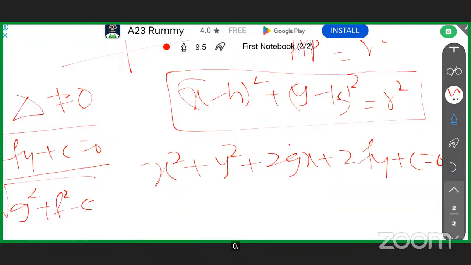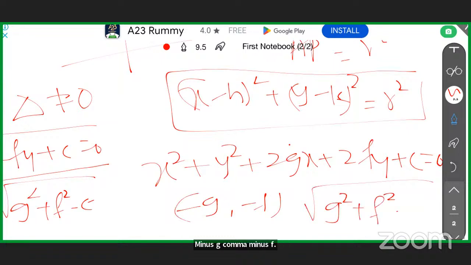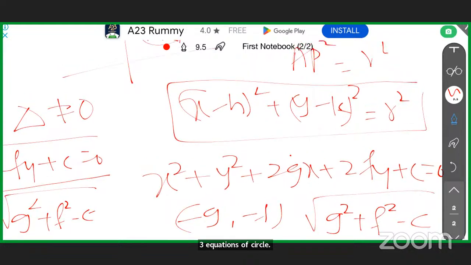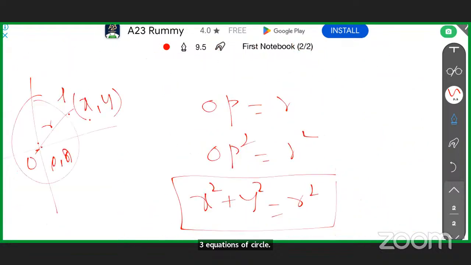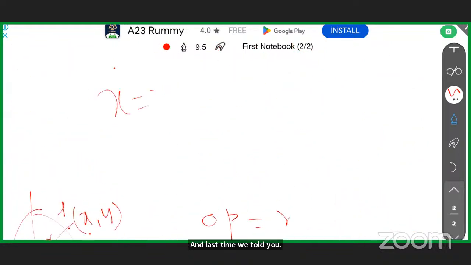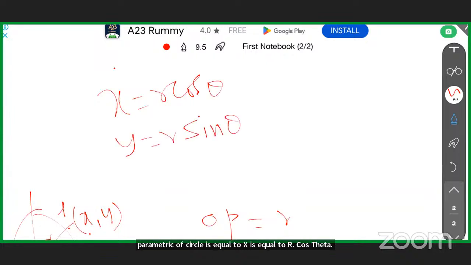Here for this circle my center will be minus g comma minus f and the radius will be root of g square plus f square minus c. So these are the three equations of circle. And last time I told you the parametric equation of circle is x is equal to r cos theta and y is equal to r sin theta. I'll prove it. Why is it called a parametric equation?